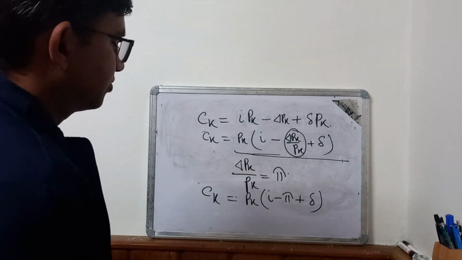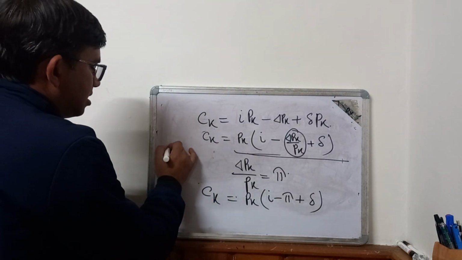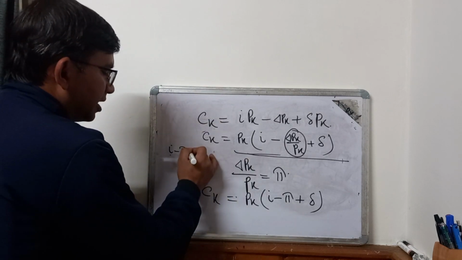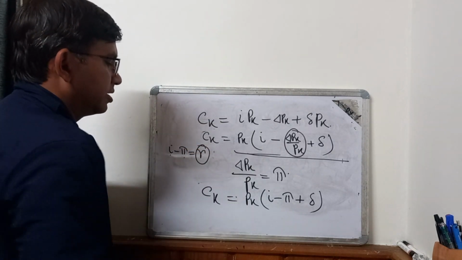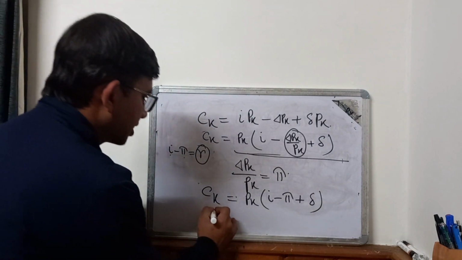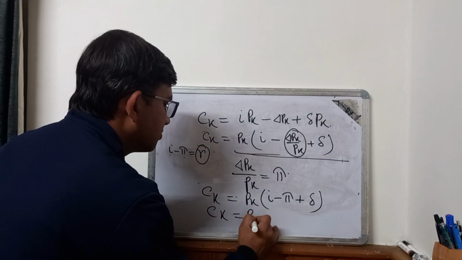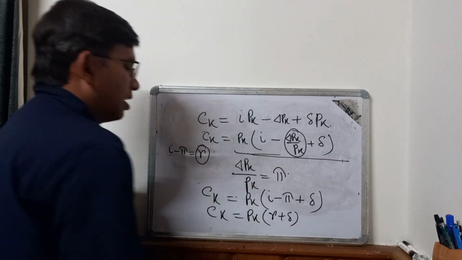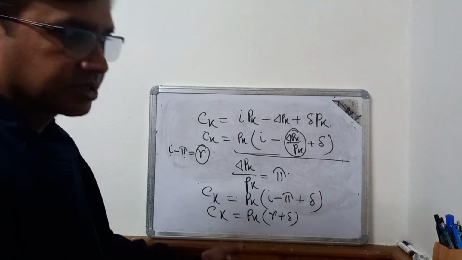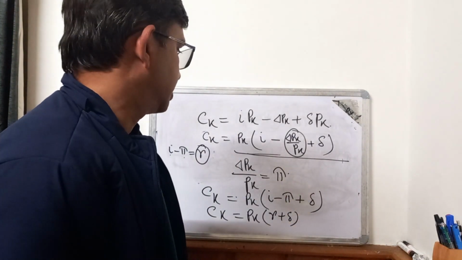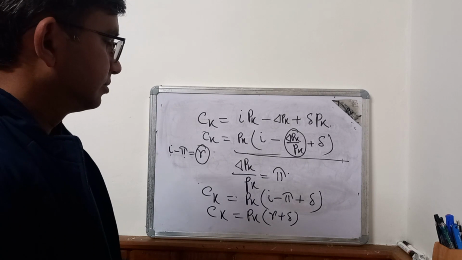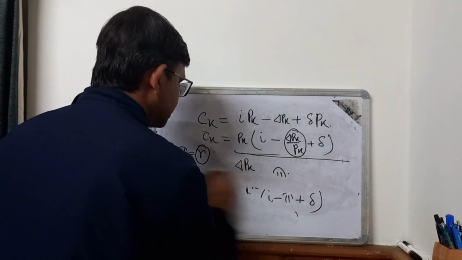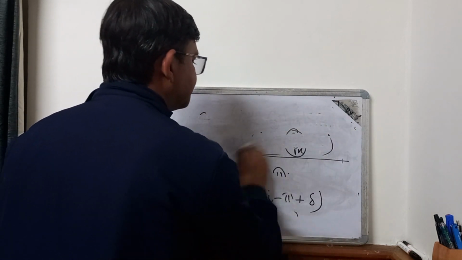And from Fisher's equation, we know that I, the nominal interest rate, minus the rate of inflation equals the real interest rate R. So here we can replace it. CK equals price of capital multiplied by R plus delta. That means the real interest rate plus rate of depreciation. So from here we can measure the real cost of capital.